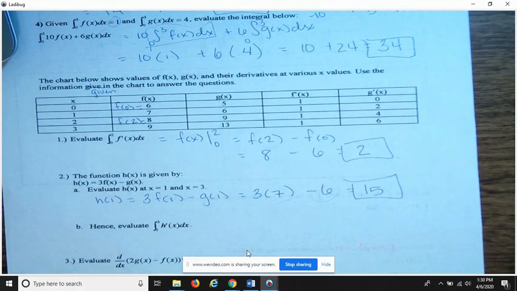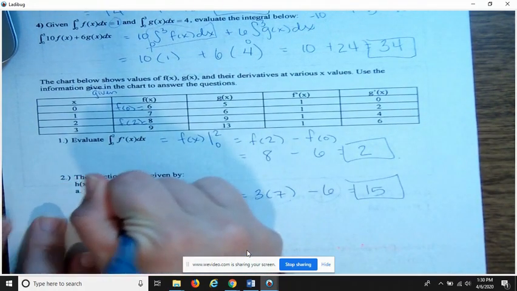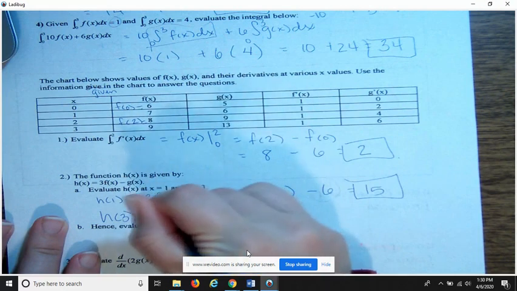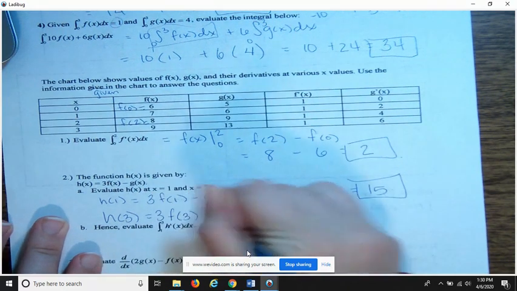Okay. Then we'll have h of 3. So we have 3 times f of 3 minus g of 3.